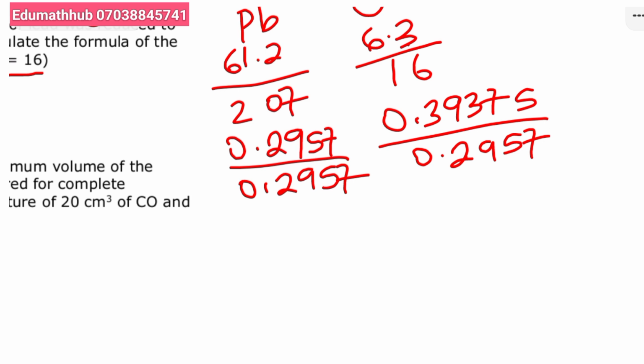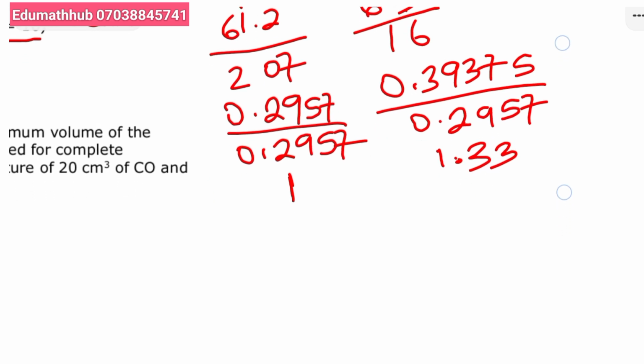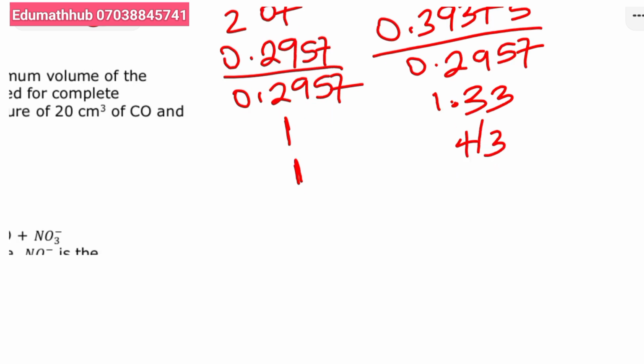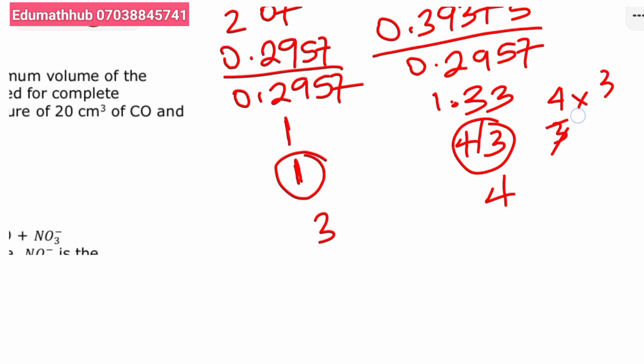So the whole division, this one gives you 1 here. This one gives you 1.33. So 1.33 can be written as 4/3. So you can write this as 1 here and this one as 4/3. So that means you have to times all through. But this one is a fraction, so you have to times all through by 3. So 3 times 1 here will give us 3. 4/3 times 3 will give us 4. If you cut it, you're going to get 4.